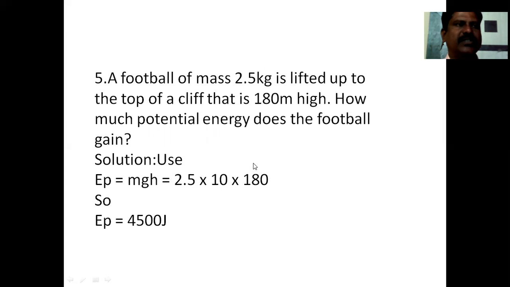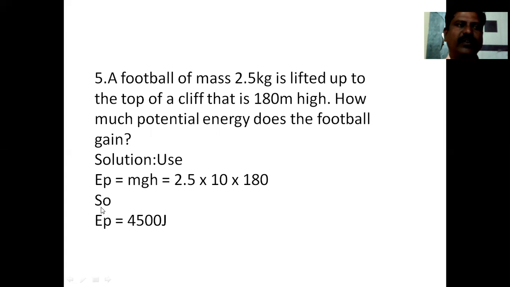So here is one more simple example on conservation laws. A football of mass 2.5 kg is lifted up to the top of a cliff that is 180 meters high. How much potential energy does the football gain? The football weighs 2.5 kg and is lifted to a height of 180 meters.